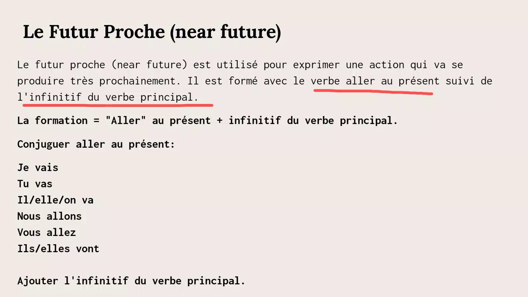Okay, so first we conjugate the verb aller. So la formation, c'est verbe aller au présent plus l'autre à l'infinitif. So if you don't know how to conjugate that verb, the verb aller, let's go. Je vais, tu vas, il va, elle va, nous allons, vous allez, ils vont, elles vont.